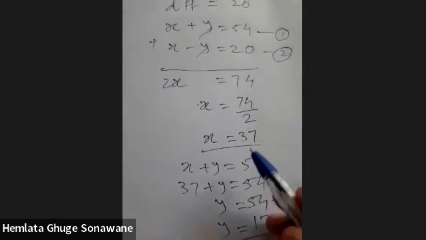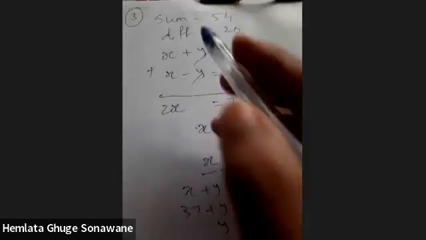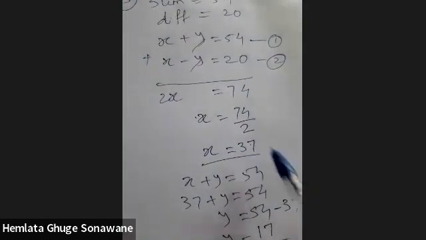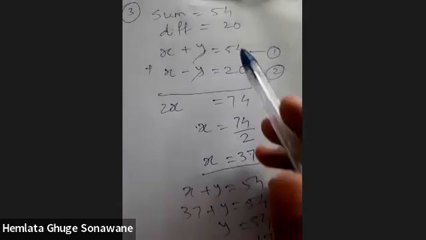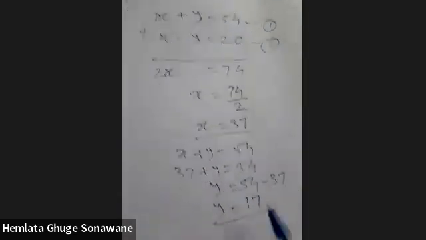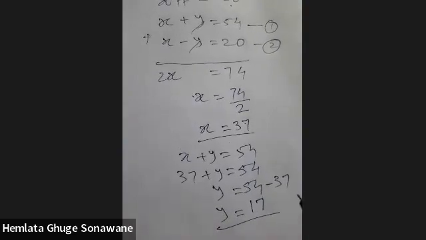You can check. Add 37 and 17, you will get 54. Subtract 17 from 37, you will get 20. It means whatever values we have got are correct.